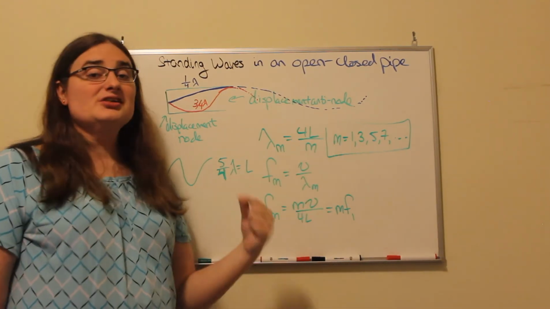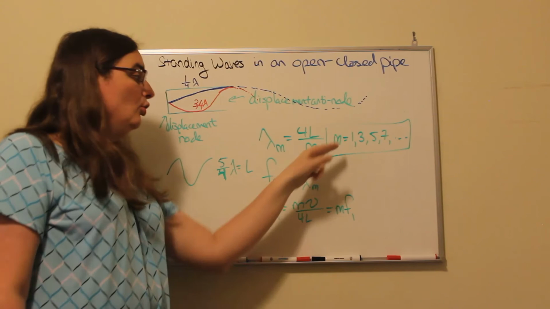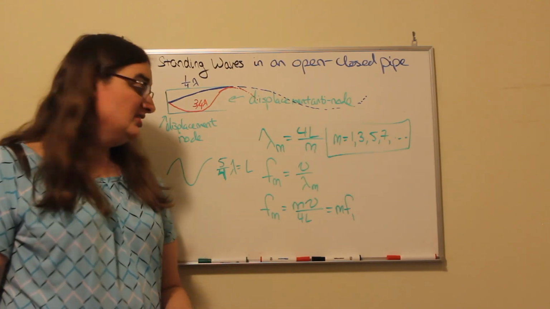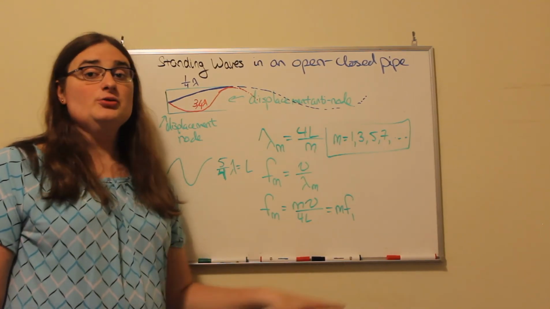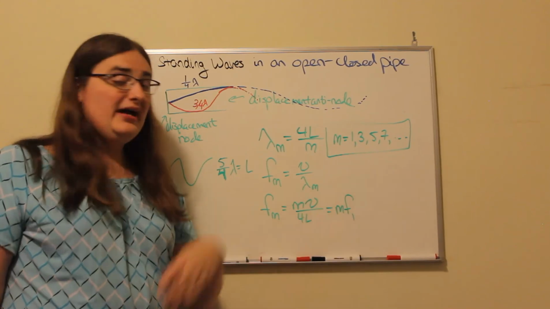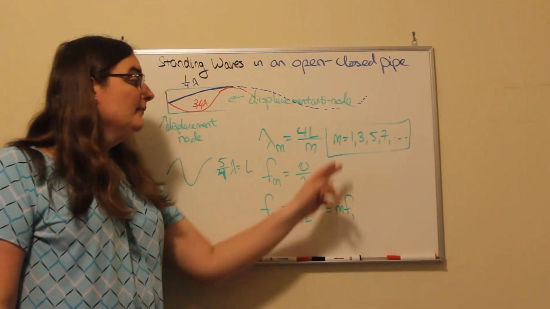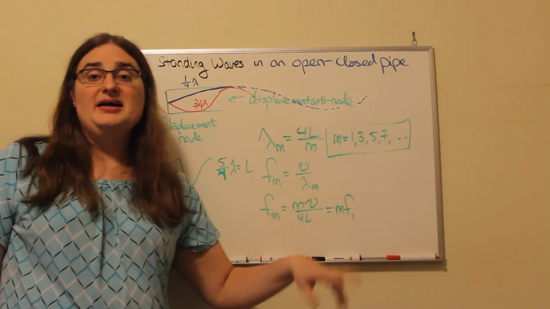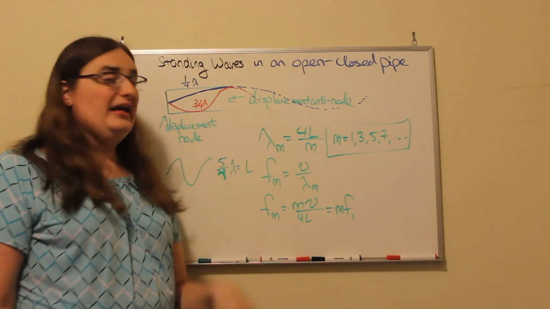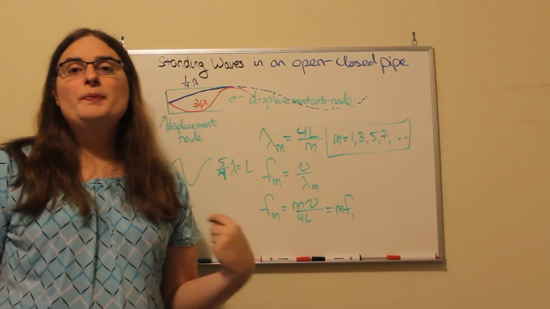We would still consider that to be our harmonic number. 1 would be our fundamental frequency, so our harmonics would be the harmonic number times the fundamental frequency, but we only have odd harmonics available for the case of having an open-closed pipe.